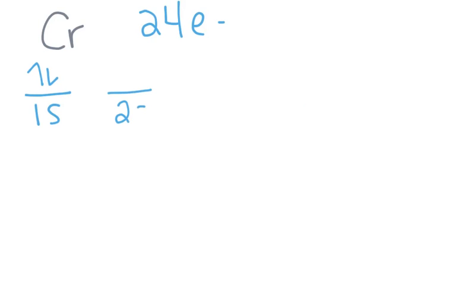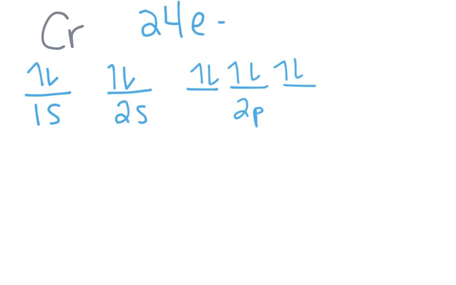Let's look at chromium. Chromium has an atomic number of 24, so there are 24 electrons. Always start at the lowest energy orbital, which is 1s. Up arrow, down arrow. It's very systematic. You get the hang of it. After 1s is 2s. Up arrow, down arrow. After 2s is 2p. After 2p is 3s. After 3s is 3p.